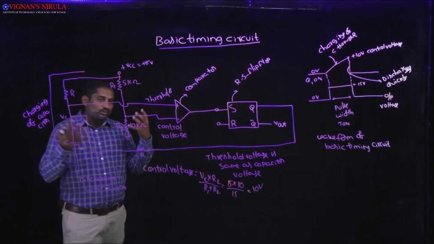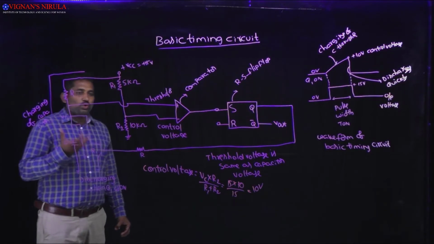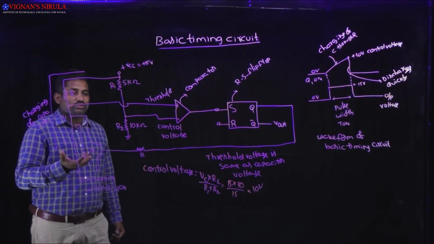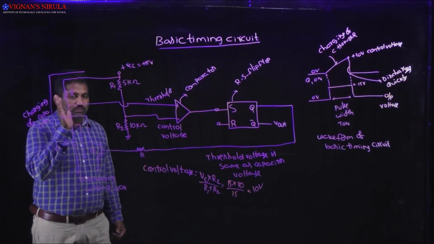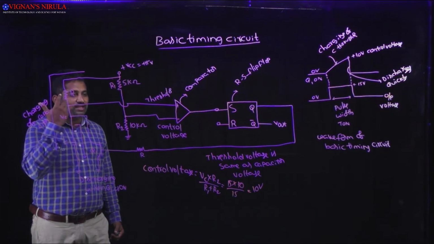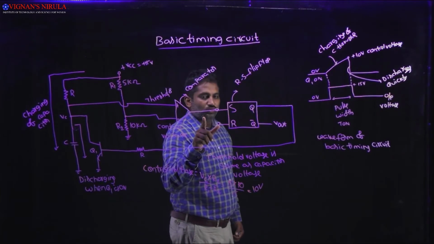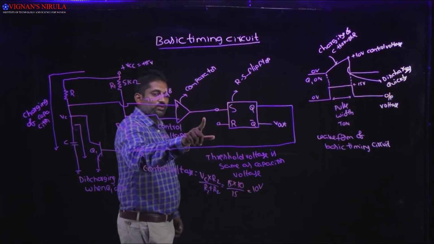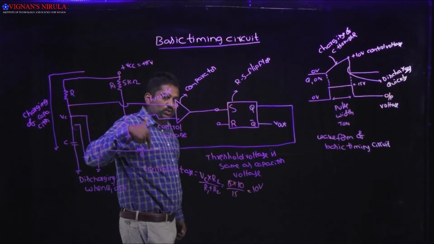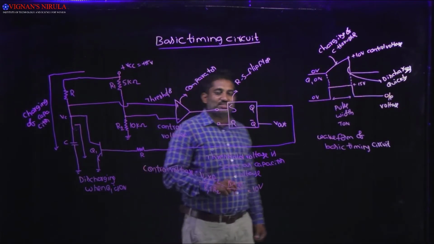Now we are going to compare these two voltages. If the threshold voltage value is not greater than the control voltage, then the output will not change. Once the threshold voltage is greater than the control voltage, the comparator output immediately goes to plus Vsat. Here plus Vsat means we consider it as 1, whereas minus Vsat means we consider it as 0. So with plus Vsat, immediately S is equal to 1.